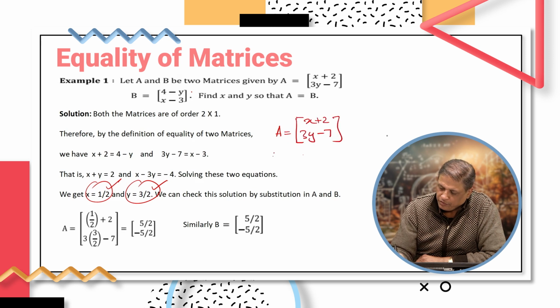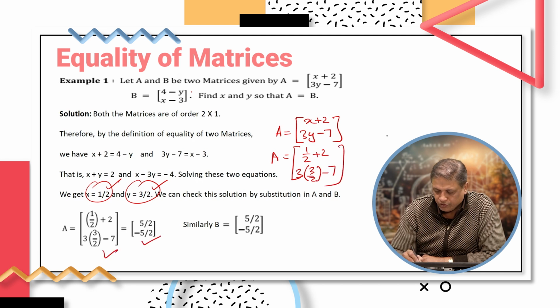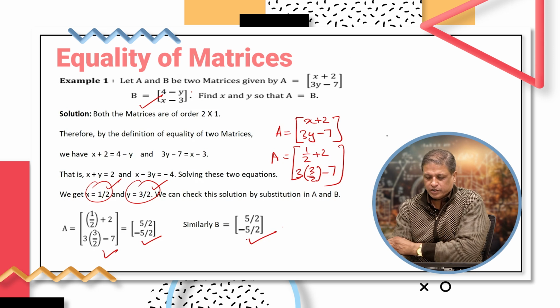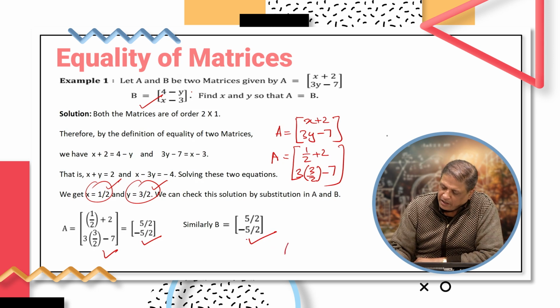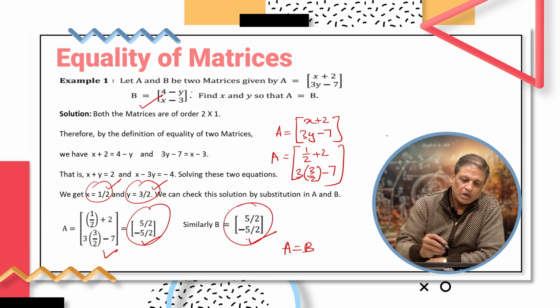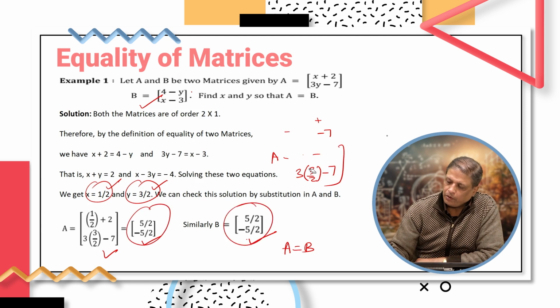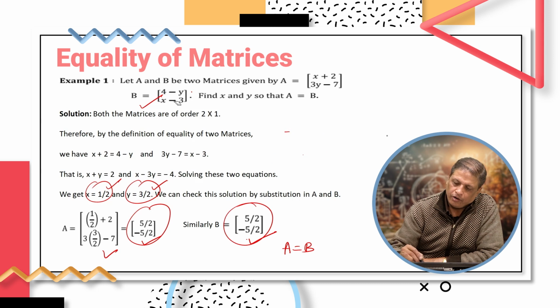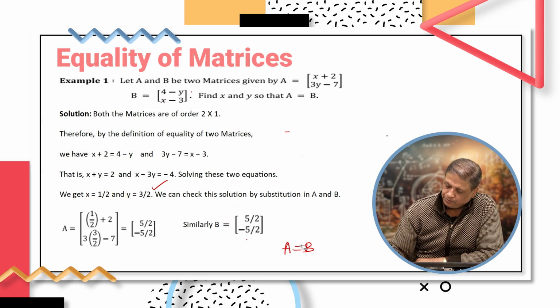So, by substituting the values, we will get 1 by 2 plus 2 into 3 by 2 minus 7, and solving, you will get 5 by 2 minus 5 by 2. Similarly, by substituting the values of x and y in this expression, you will get b equal to 5 by 2 minus 5 by 2. Now you can say that a is equal to b because both values are the same. I hope you understood how to apply the understanding of equality of matrices to solve the numericals.